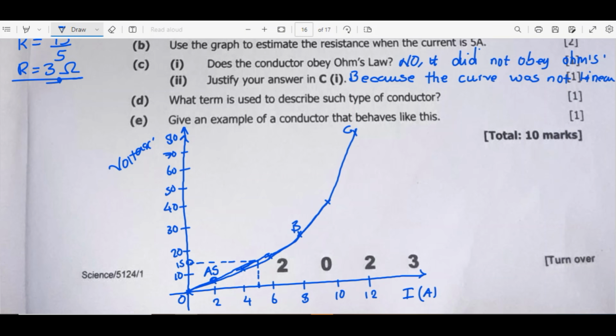We move on to question D. What term is used to describe such type of conductor? Which conductor are we looking at? The ones that do not obey Ohm's law. These are known as non-ohmic conductors.